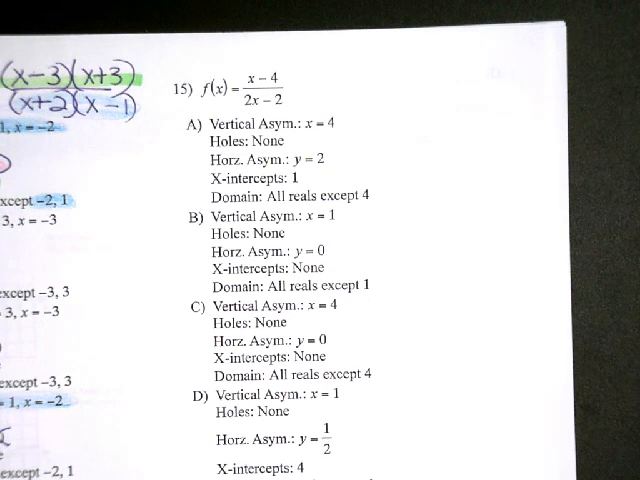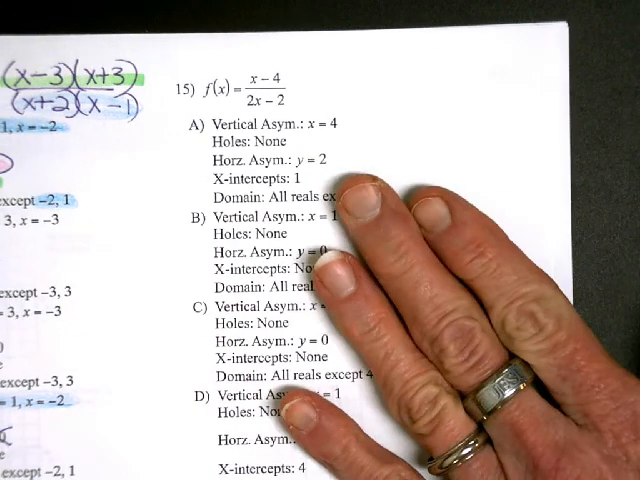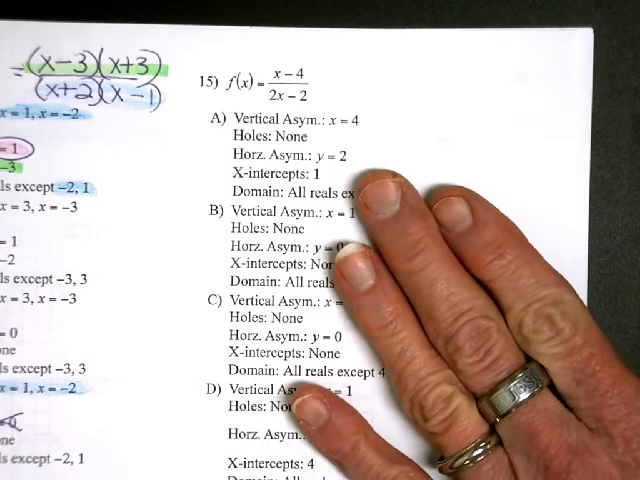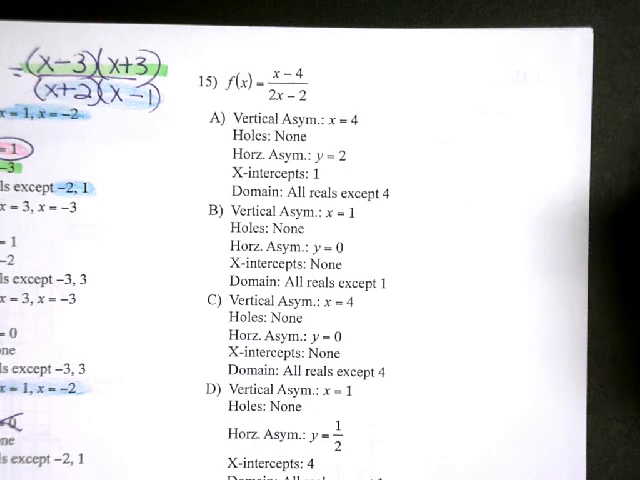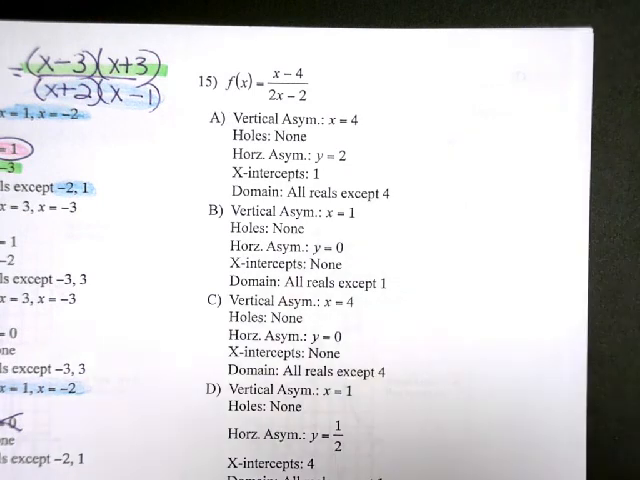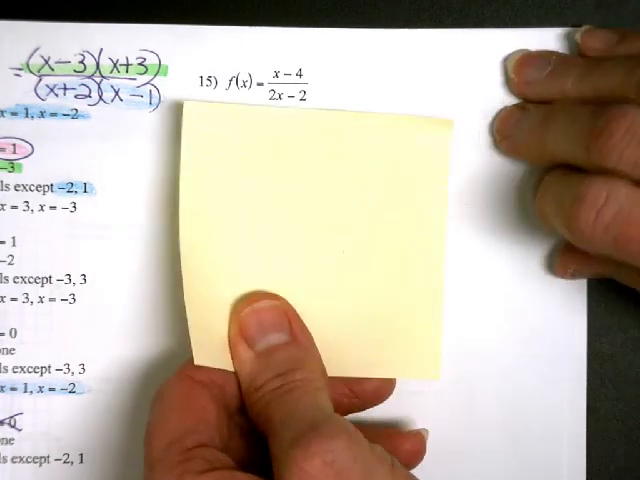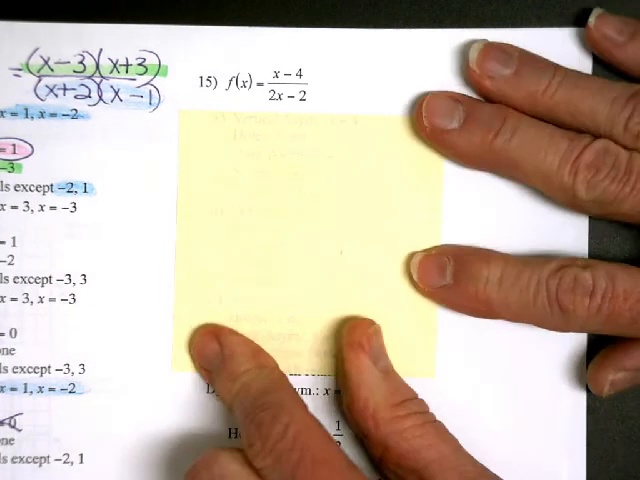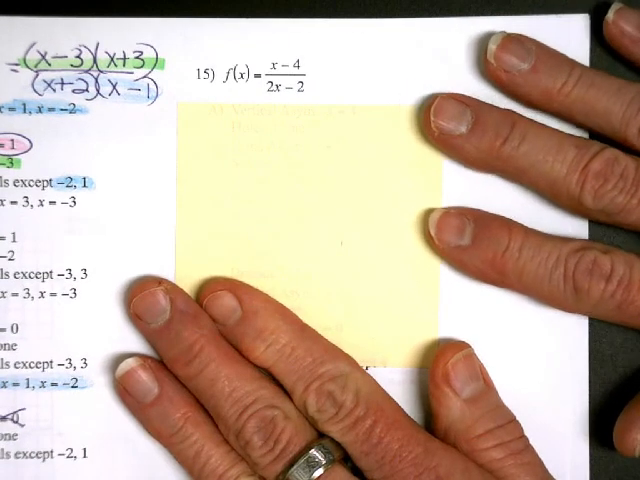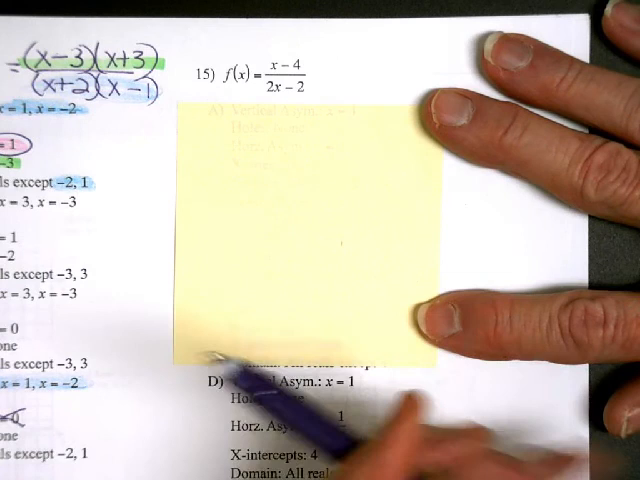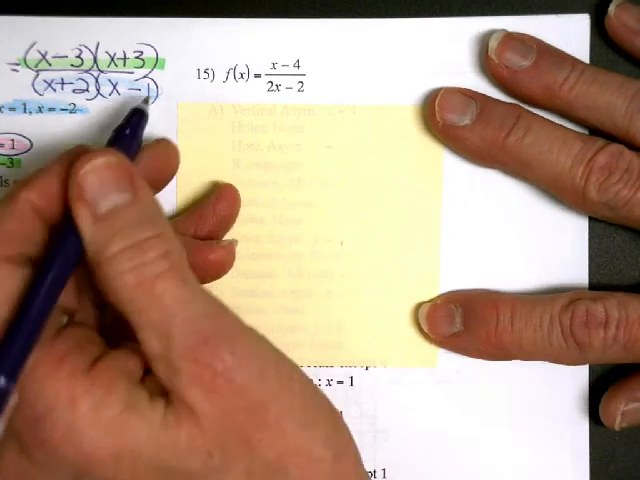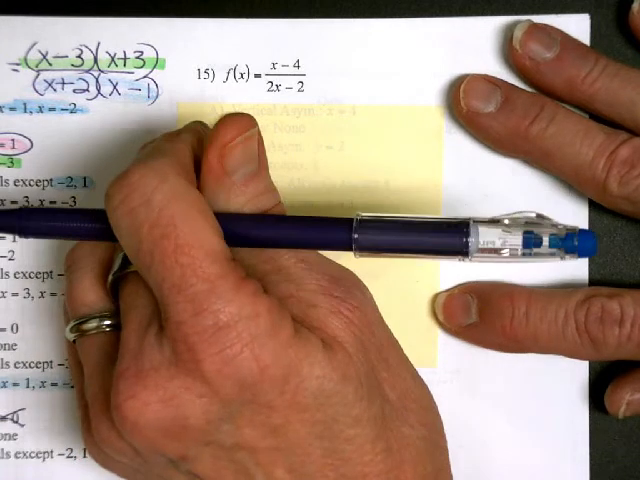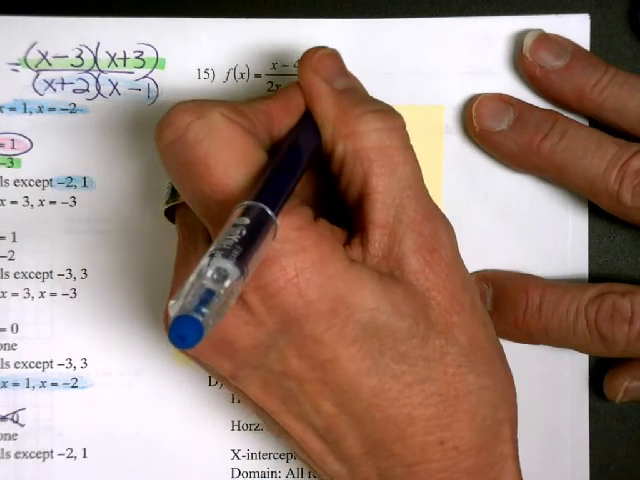I'm going to pause. Is it working? Okay, here we go. Number 15. Let's go. All right. This is a complicated rational function. Yes, so that's why we're looking for all these parts. Okay. You got your sticky note? Yes. And we're going to cover it up so it doesn't distract you. All right? Don't be distracting, please.